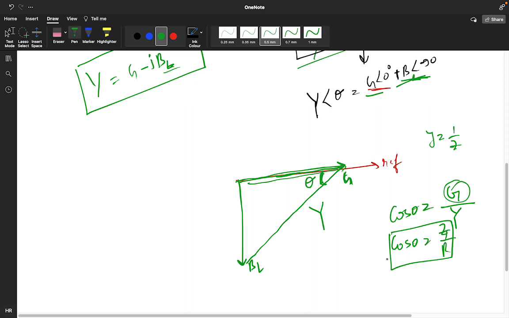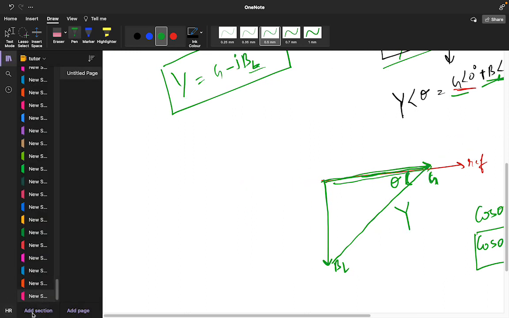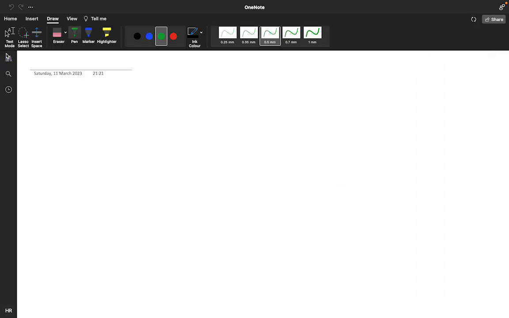So this is your parallel RL network. Now let's go for the parallel RC network. Same thing we'll do for the parallel RC network also. Parallel RC circuit. Okay, parallel RC circuit.